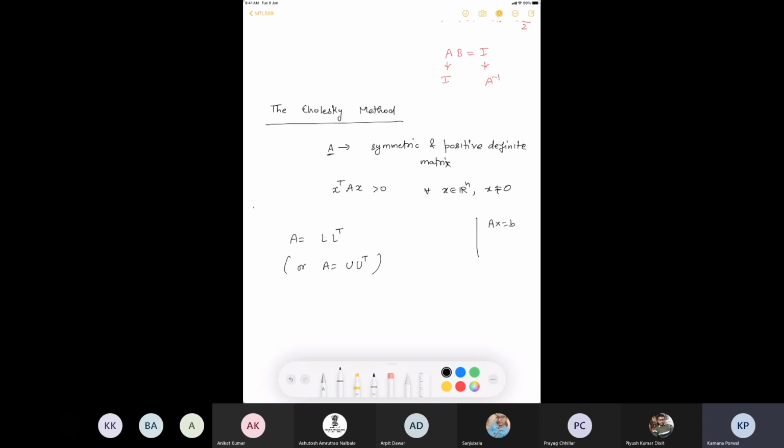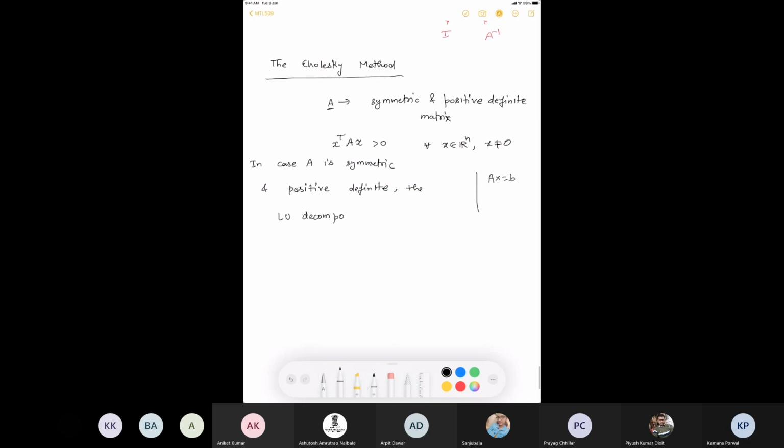So let me just mention here, in case A is symmetric and positive definite, the LU decomposition can be modified so that the upper triangular matrix is the transpose of the lower triangular matrix.